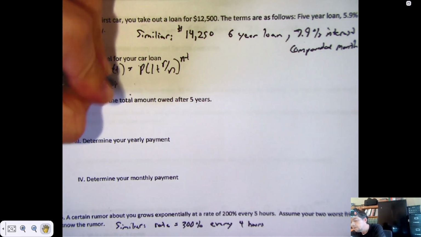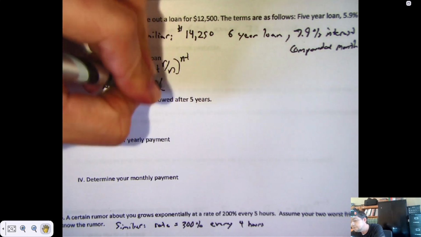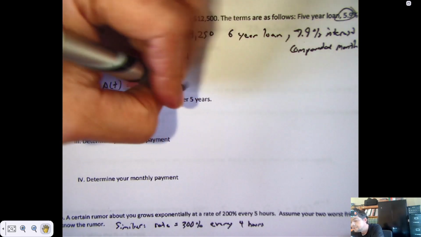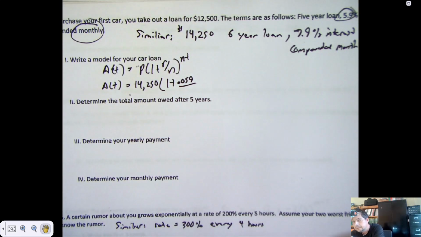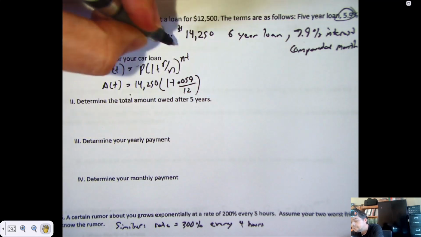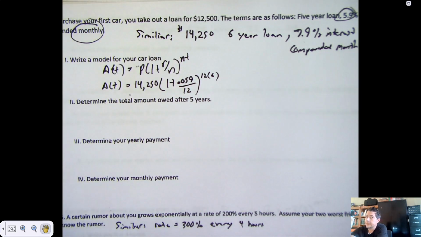You are going to borrow $14,250. 1 plus 5.9% as a decimal, 0.059. Compounding monthly, there are 12 months per year. Raised to the n t, 12 times 6. That's the setup.